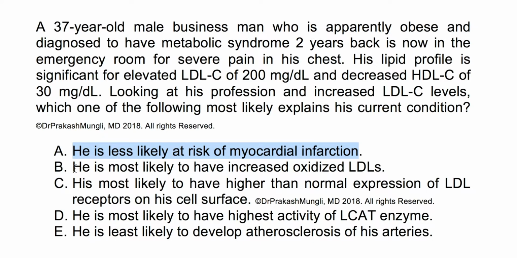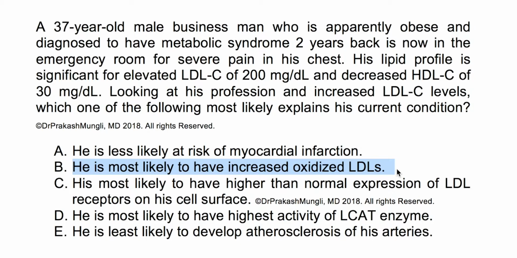Now option B is most likely to have increased oxidized LDLs. Look at this, oxidized LDLs. Whenever there is excess LDLs in the blood, and also when there is stress, if there is an imbalance in oxidant and antioxidant levels, where there is more oxidant than antioxidant, there is always a chance that there can be oxidation of LDLs. And oxidized LDLs will initiate the atherosclerosis process or atherogenesis process.